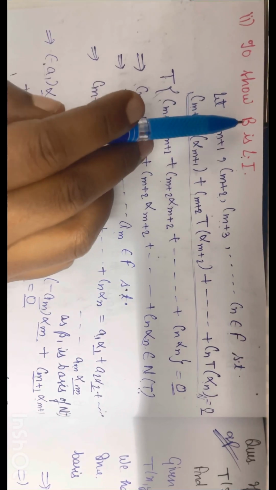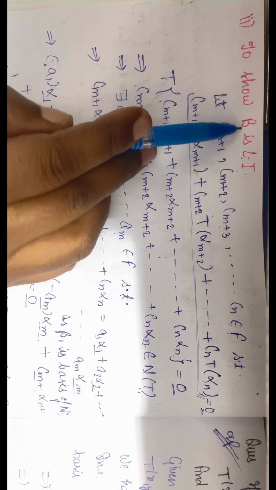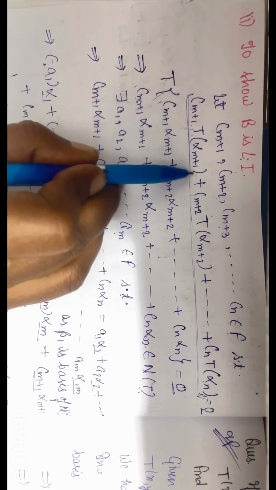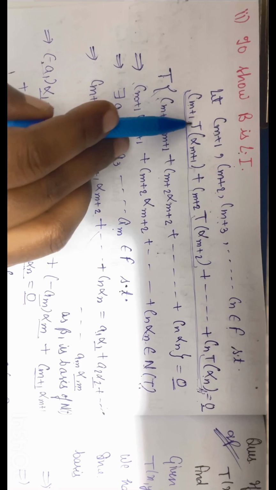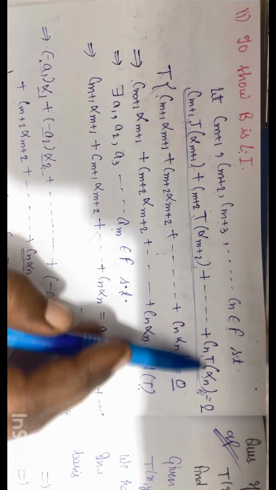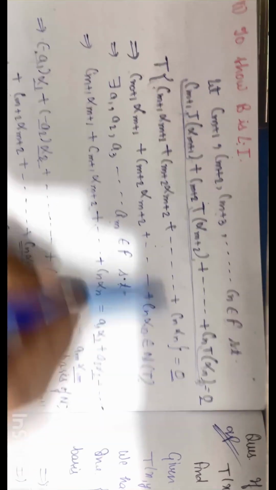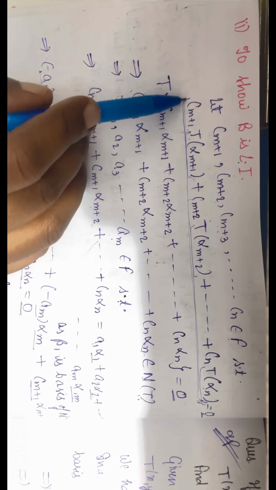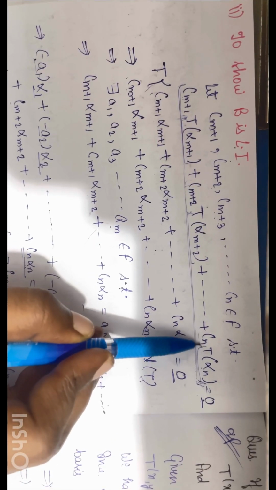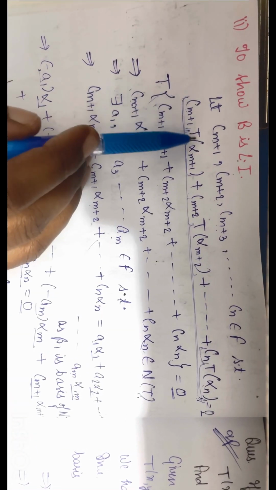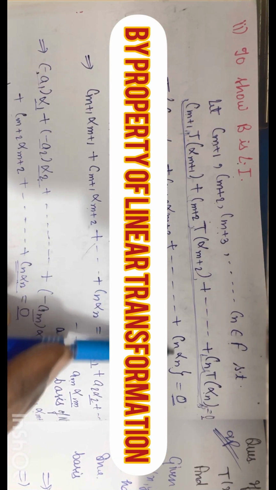Here we have to show that B2 is an Li subset. It means the elements of B, that is these elements, we will first write in linear combination and then put equal to 0. Now we have to show that all these scalars are 0. By definition of linear space, this statement can be written like this.